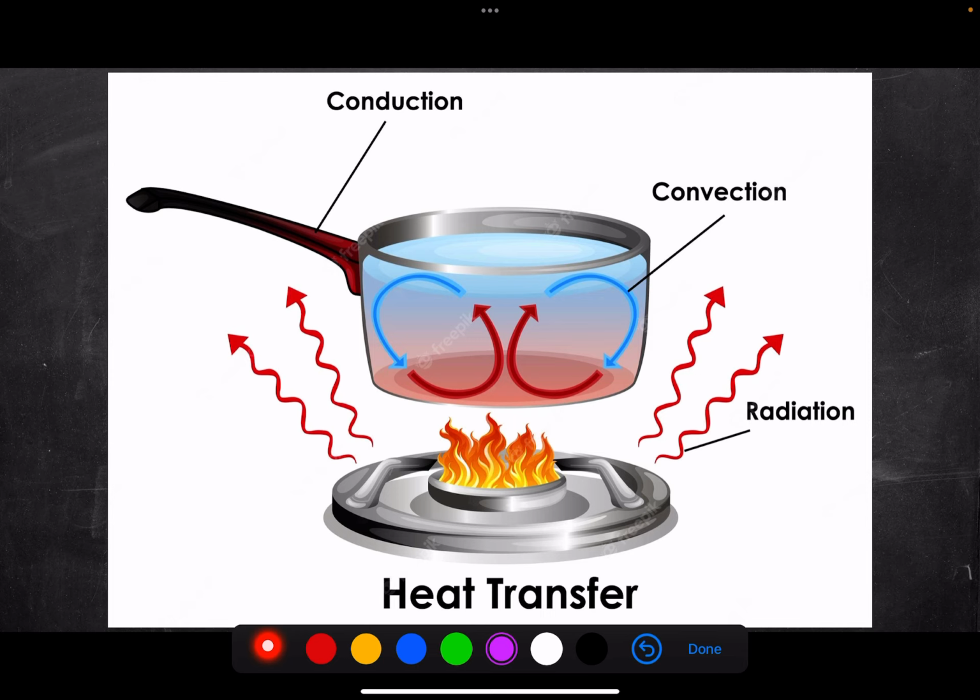There are 3 ways that heat can be transferred, and that is through conduction, convection, and radiation. Right, I'm not going to spend too much time on that, but that can be covered in another video.